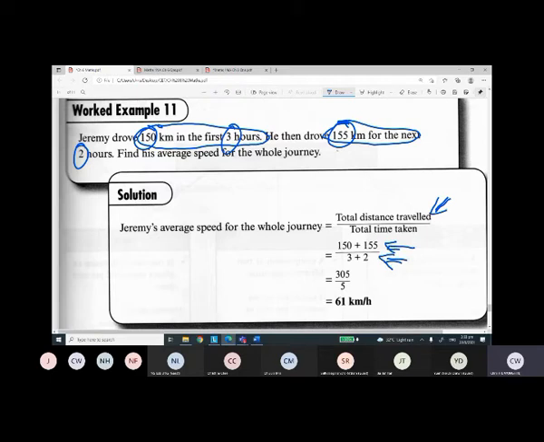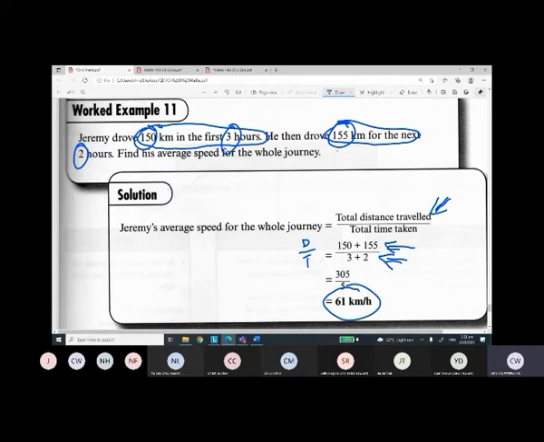So the average speed will be, you take the whole thing, divide together. You take distance divided by time, then you have the speed. Okay, all right? You have the speed already. That's what you do. Is it okay? That's the one.